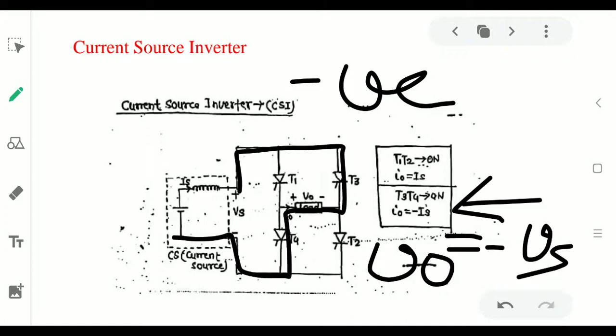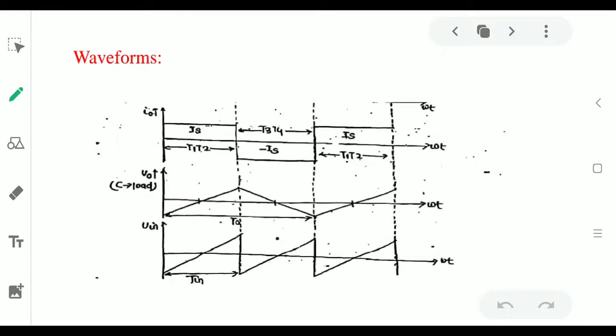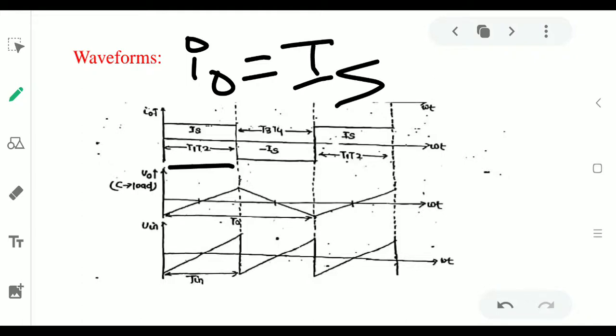Now the equations are clear. During the turn on condition the current is Is, and during the turn off case the current is minus Is. Why? Because the current direction is reversed during the T3 T4 condition. Now we can see in the waveform, when T1 and T2 are on, the output current is plus Is, or plus input current, and when T3 and T4 are on, the output current is equal to minus Is.